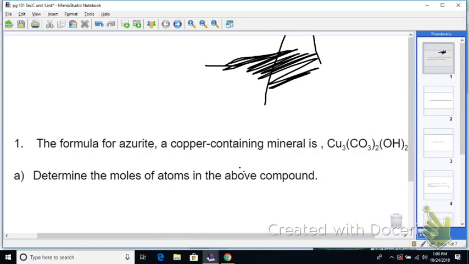So we have 4 elements we have to count: copper, carbon, oxygen, and hydrogen. Those are the 4. I need total mole counts for all 4 of those. And just write those all out. You don't have to do anything with the periodic table yet.